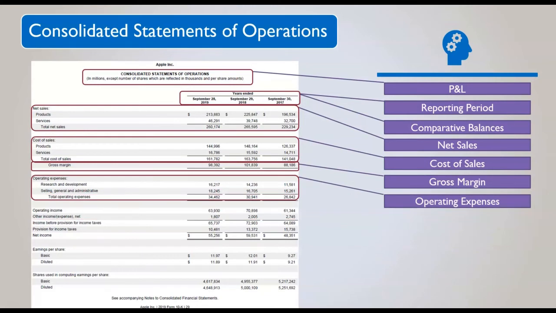Operating expenses. This section reflects the other operating costs which are not directly tied into the cost of the products and services. For example, this includes costs related to R&D, or research and development, and SG&A, selling costs and general and administrative expenses.